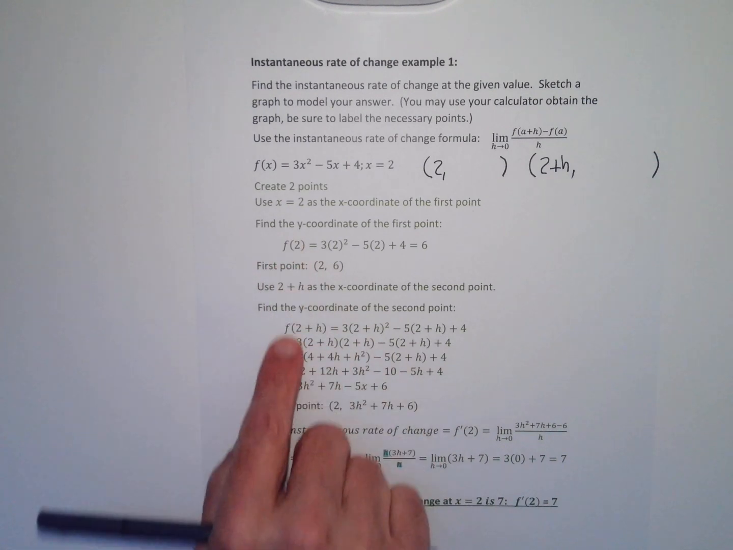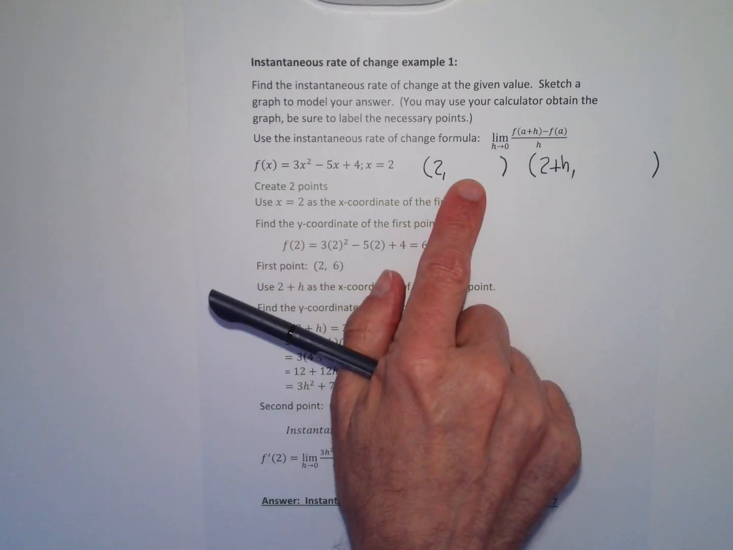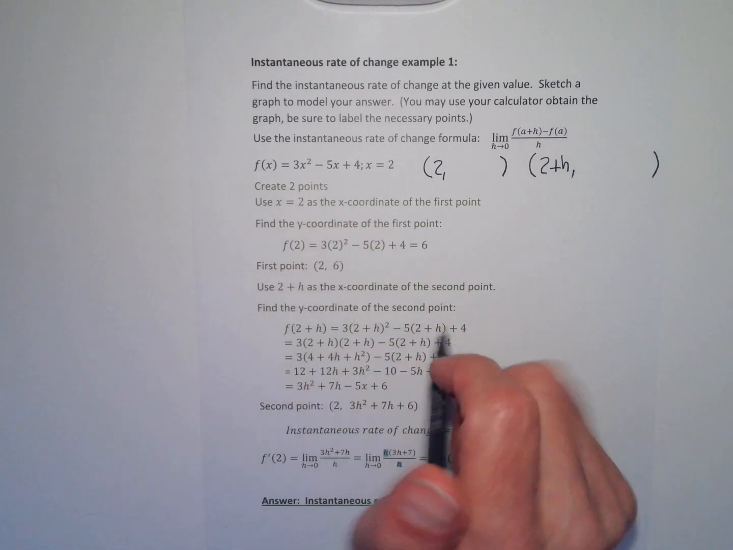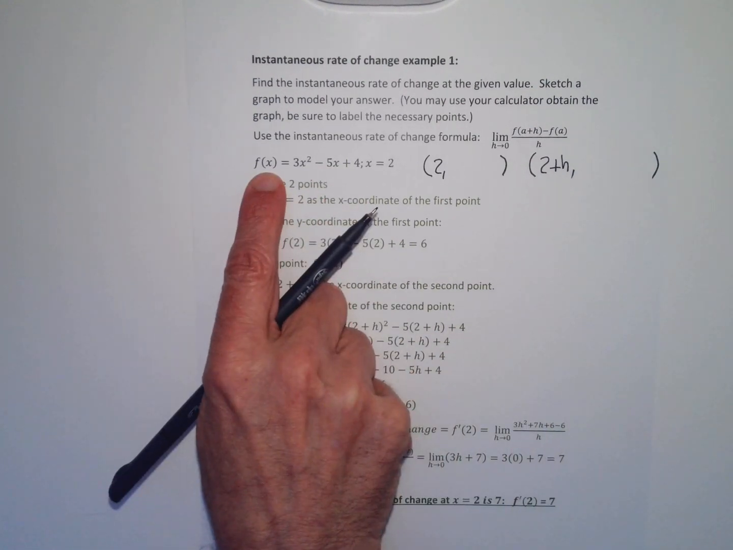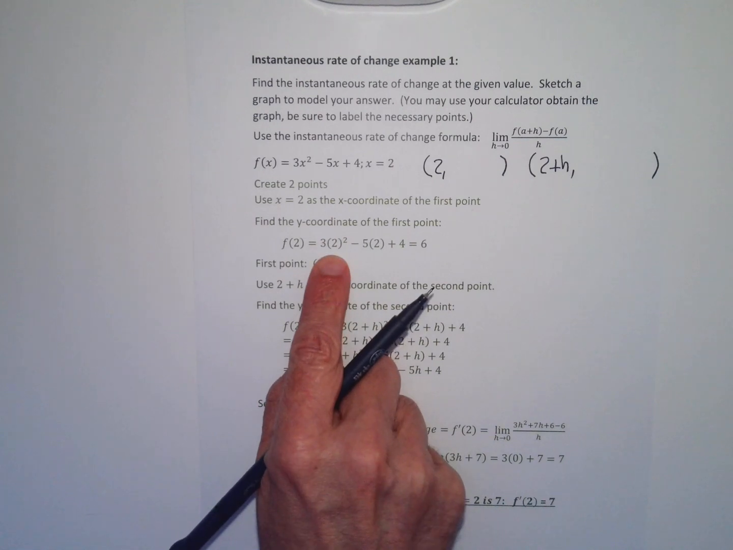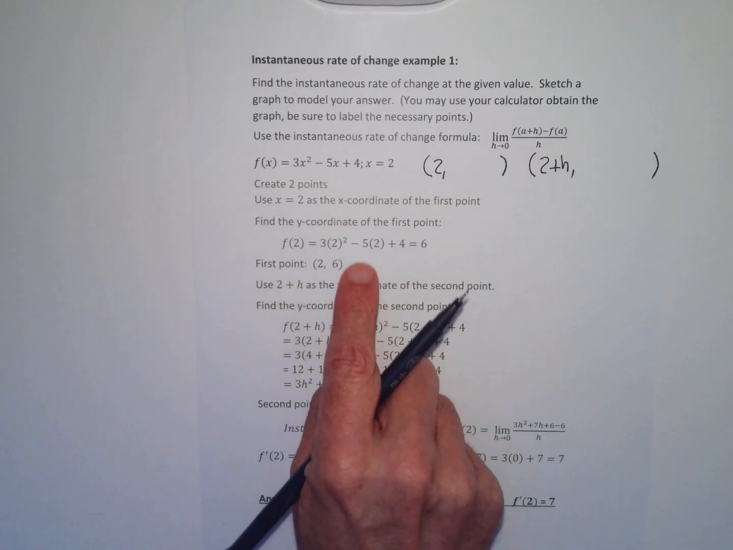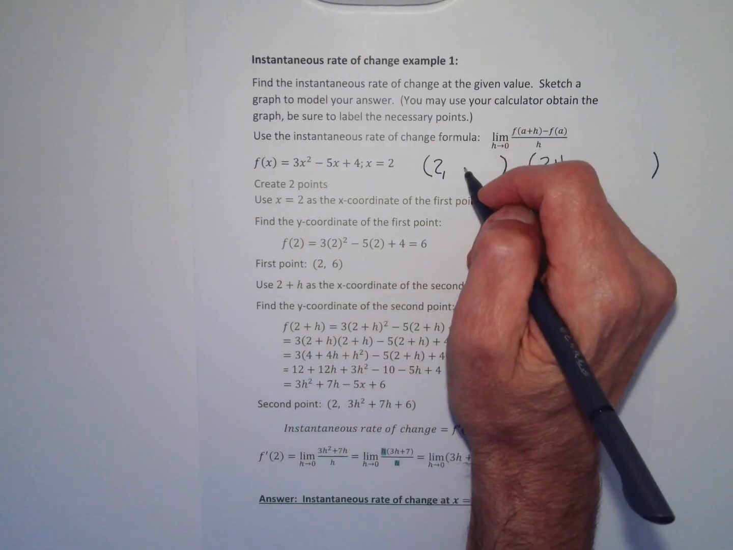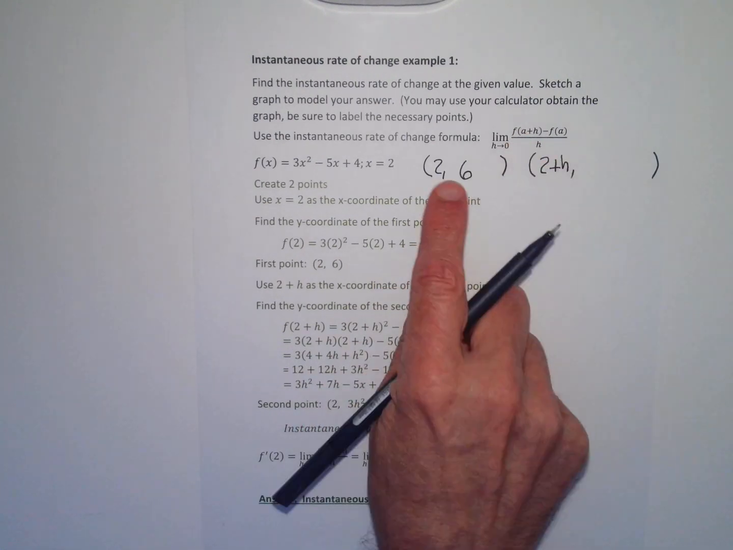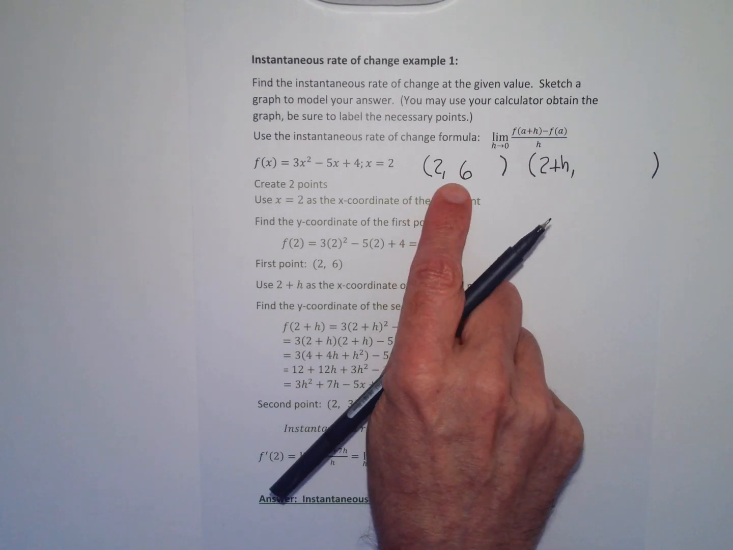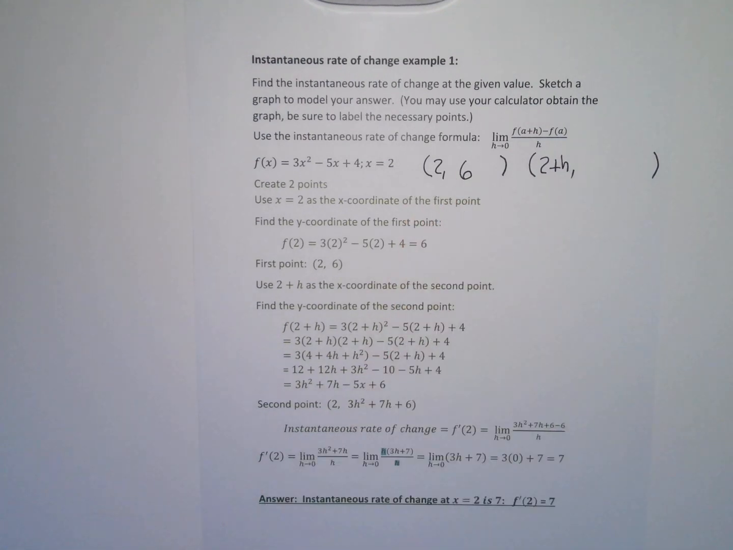So down here I do the algebra. To get the y-coordinate of my first point, I take each one of these x's and I plug in 2. So I plug in 2 for that x and get f of 2. Plug in 2 for that x and get 3 times 2 squared. Plug in 2 for that x and get minus 5 times 2 plus 4. Apparently on my calculator this comes out to be 6. So one of the points that I'm going to use to find the instantaneous rate of change is the point (2, 6). That's the easy point.